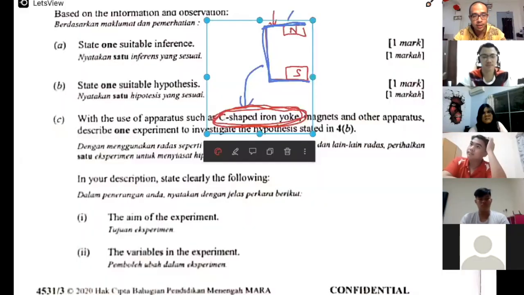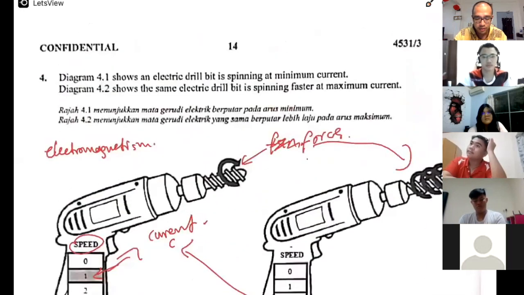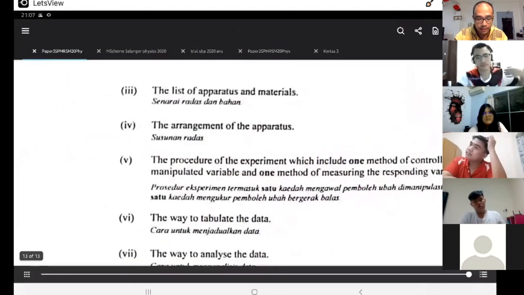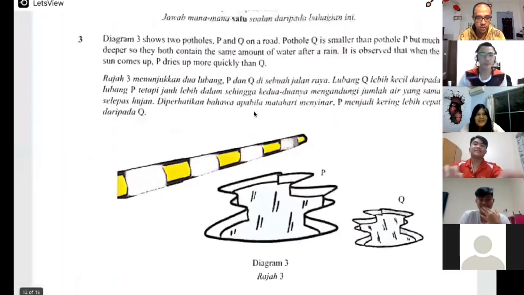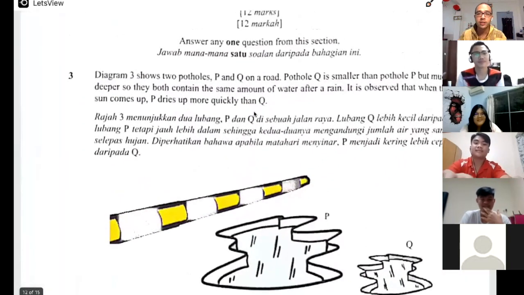Okay, the third one, which is the one that I want to share, I wanted very badly to share this because this is the most bizarre question paper. It's very bizarre. Okay, bizarre as in pelik lah. It is the Selangor paper. Okay, so this is the situation. Diagram 3 shows 2 potholes, P and Q on the road. It's such a bizarre question.